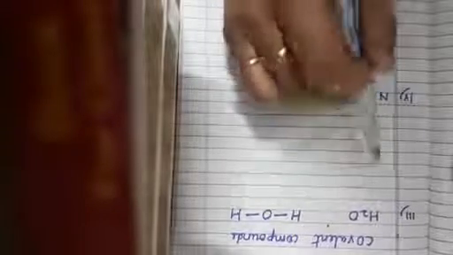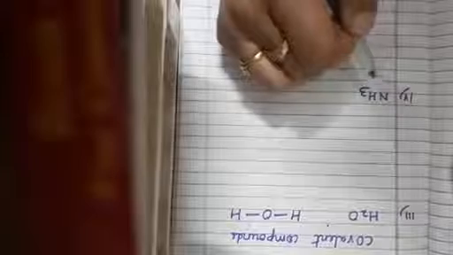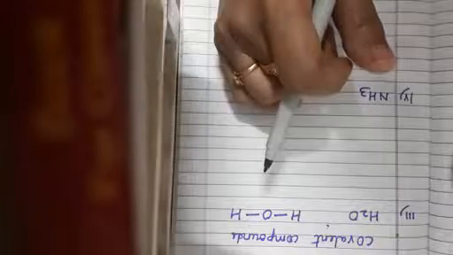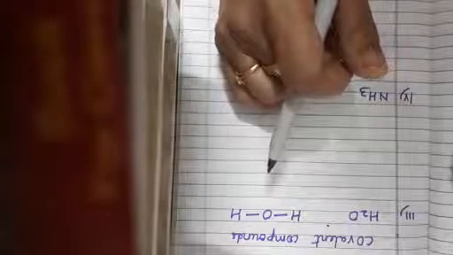and they are molecules of, of course, water, ammonia, then carbon tetrachloride, methane. So these are the covalent compounds which have a single covalent bond present. So let's start with the water molecule.